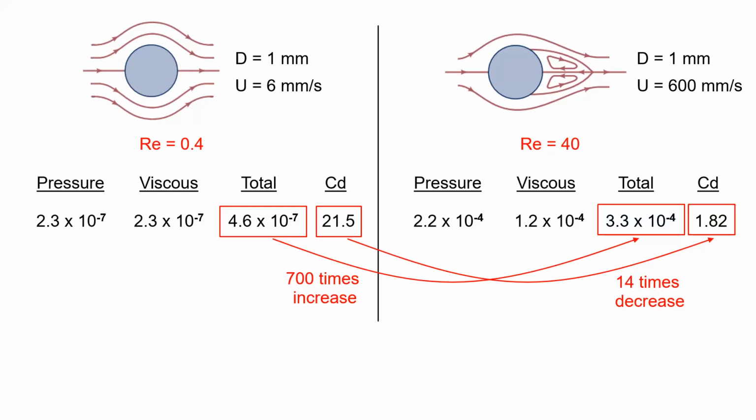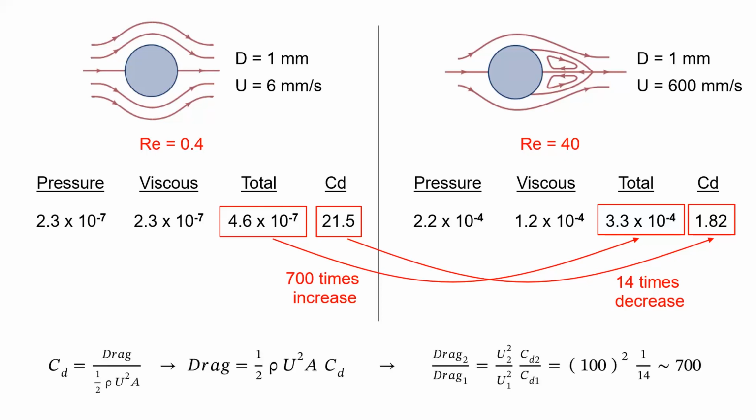This may at first sound confusing, but a decrease in drag coefficient does not necessarily mean a decrease in drag force too. Remember the relation between the drag force and the drag coefficient. Density and the reference area of both simulations are the same. The difference is the 100 times larger speed in the second one. As the speed increased 100 times, even though the drag coefficient reduced 14 times, the force increased 700 times.